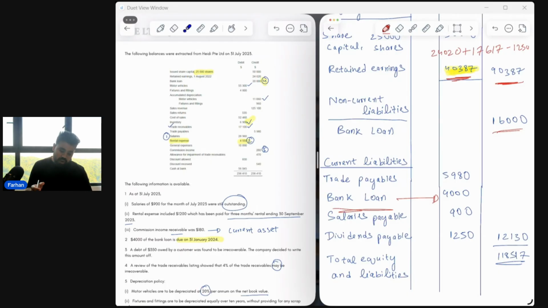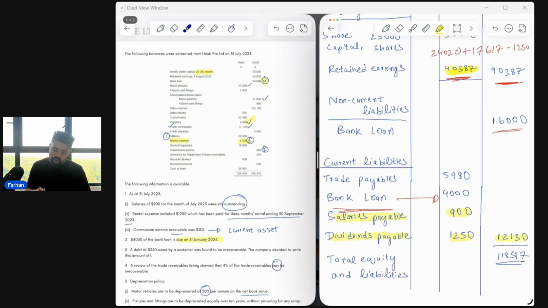Then we have got other current liabilities from the list given here. So we have got trade payables of 5,980. You can see here, I am going to highlight it. And then you've got salaries payable, which we have already found in the additional information. That was 900. And then we have dividends payable of 1,250. So we add all this total for current liabilities, and that is $12,130.